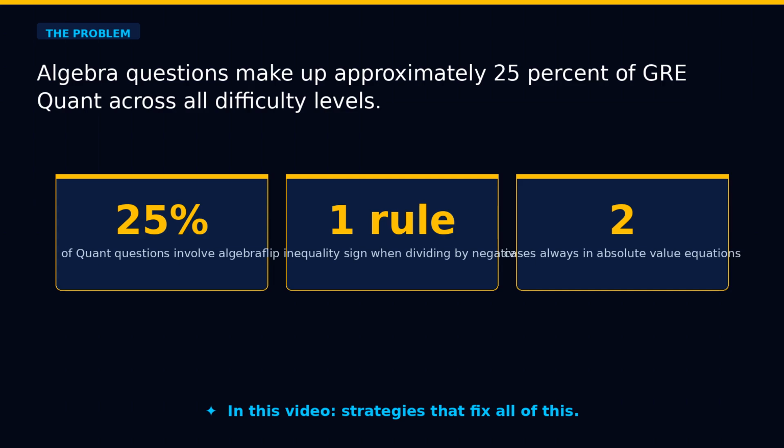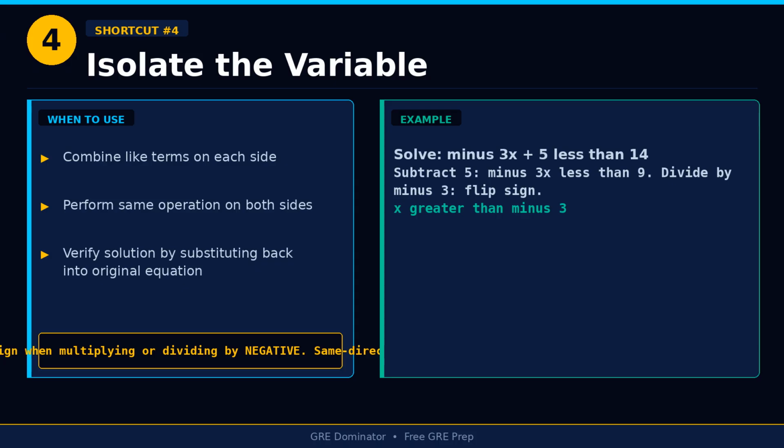Linear equations: combine like terms, distribute, isolate the variable. Perform the same operation on both sides throughout. Verify by substituting your solution back into the original equation.